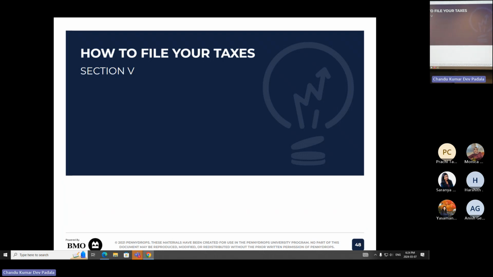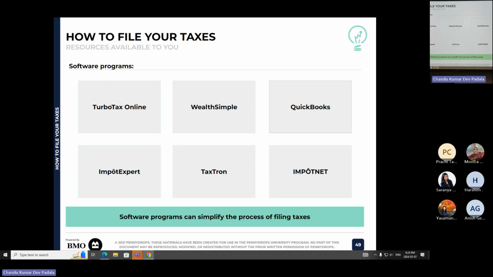Okay, so how to file your taxes. Nowadays, there's a lot of different software programs online which will allow you to file your taxes pretty easily. You don't really have to have any background in accounting. It's really self-explanatory and it'll guide you all the way through. And a lot of these are free to use if you're a student as well.